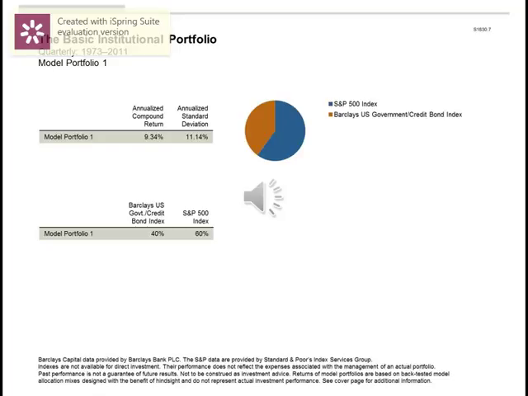This slide shows the basic allocation of a two-component portfolio, Model Portfolio 1 in this example. Between 1973 and 2011, Model Portfolio 1 produced an annualized compound return of 9.34%, with annualized standard deviation of 11.14%. The next slide will demonstrate a multi-factor approach to portfolio design. The analysis will show how adding major risk measures in the U.S. as well as non-U.S. markets can increase expected returns and reduce volatility in the portfolio at the same time.